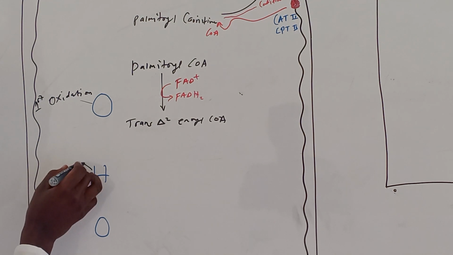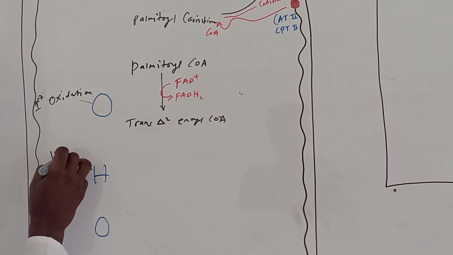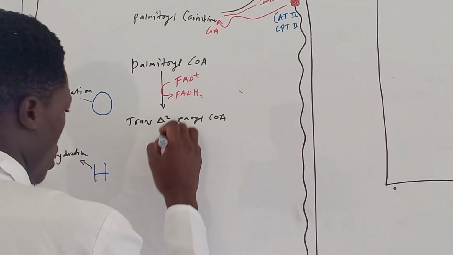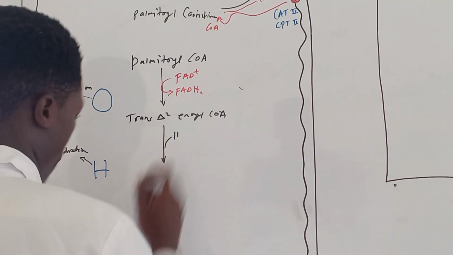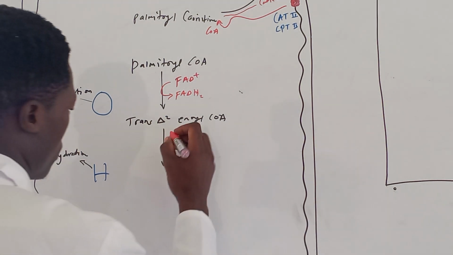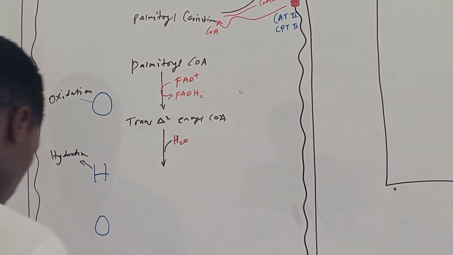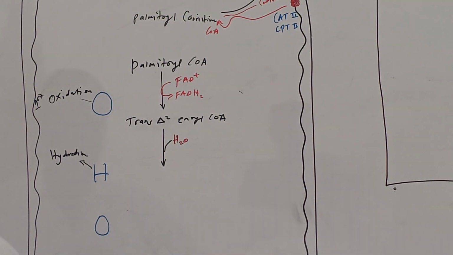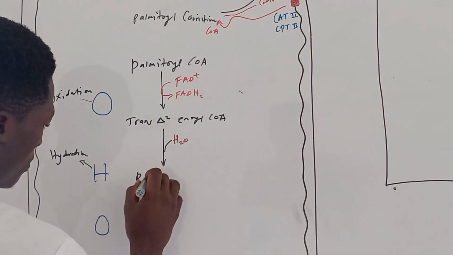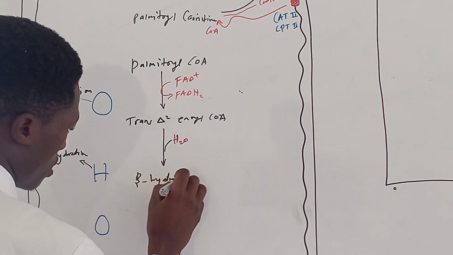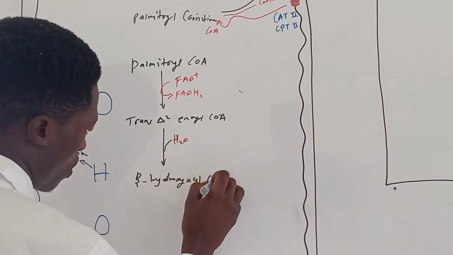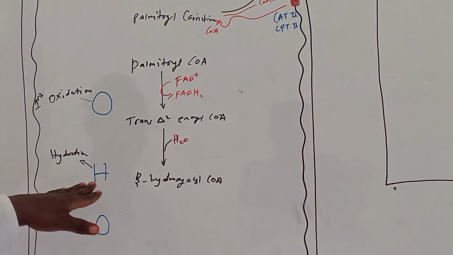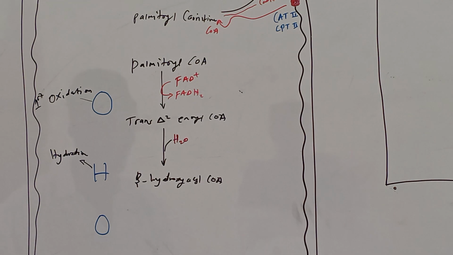Then let's move to the next step, which is the hydration. So hydration is the addition of a water molecule. So what are you going to do? You're going to add a water molecule here. Then once we add a water molecule, we are going to form a new molecule that's going to be called beta hydroxy acyl CoA. Alright, beta hydroxy acyl CoA. So this second step is called hydration, the addition of a water molecule.